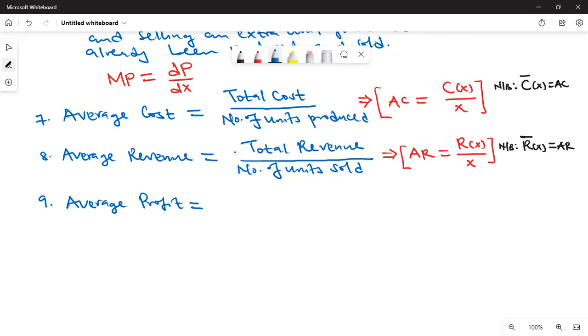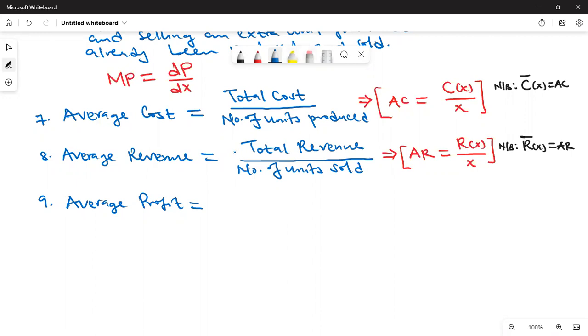On average is the same as mean. You want to know by selling the first unit, what did I get as profit? By selling the second unit, what was the profit? So when you add all those profits, and then you divide by the number of units that you produced and sold, that will give you average profit.